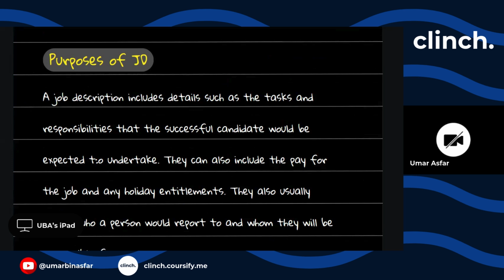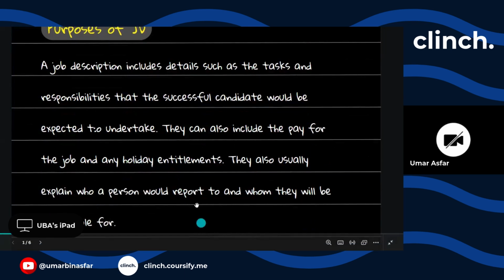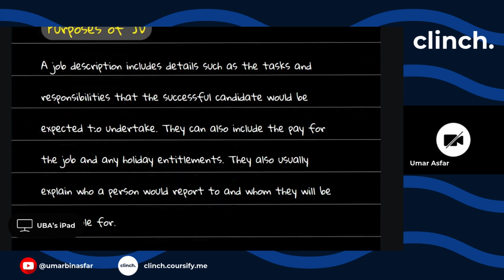So this is something which is more about the job rather than the person who is applying for the job. This includes all the tasks and responsibilities, or all the skills that the applying candidate must have. It also includes the pay of the job and the expected holidays that are given for it. They also usually explain who a person would report to and whom they will be responsible for. So this is some sort of hierarchy about the job. And one thing that you need to understand to differentiate between the person specification and the job description is that the JD is more about the job, while the person specification is more about the employee.